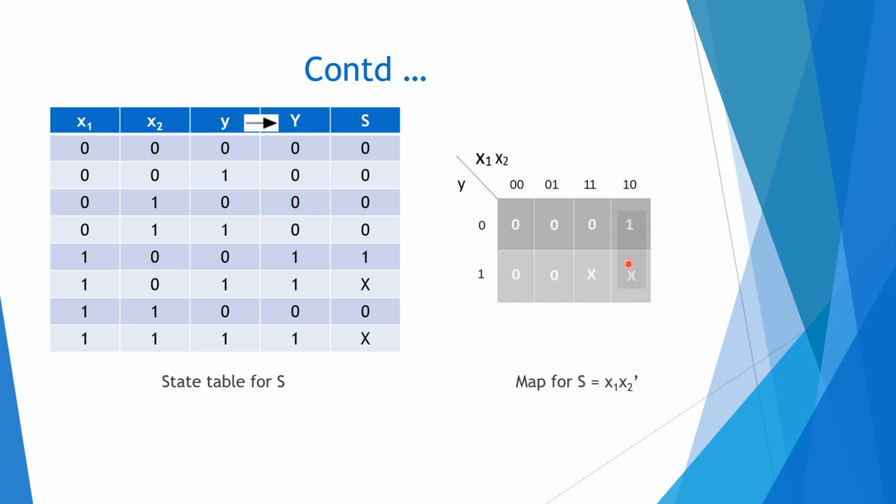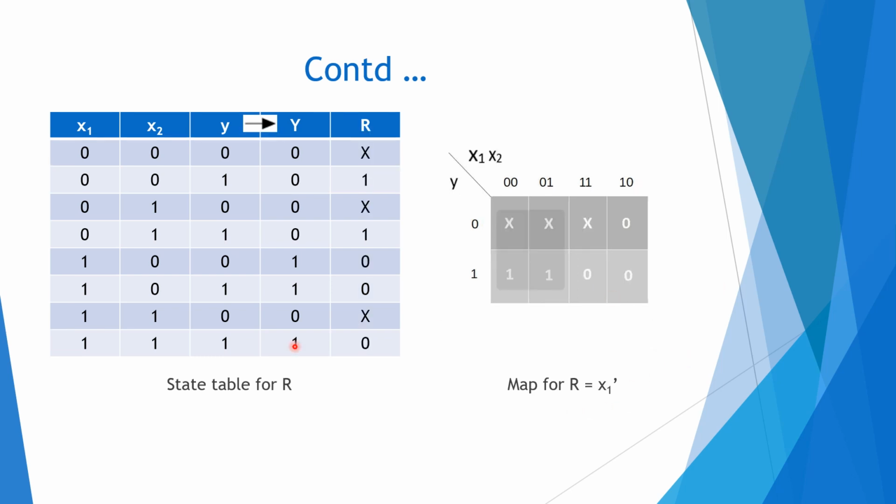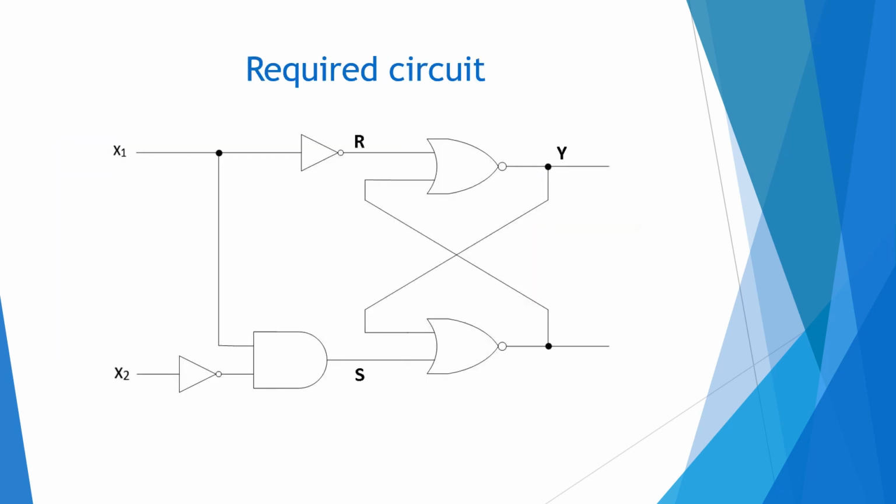And the value of S is x1 x2 bar. And similarly we will find R, that is R is equal to x1 bar. See here, this x1 bar here. So this is the required circuit. We are converting the NOR latch to one where the forbidden state is not involved.